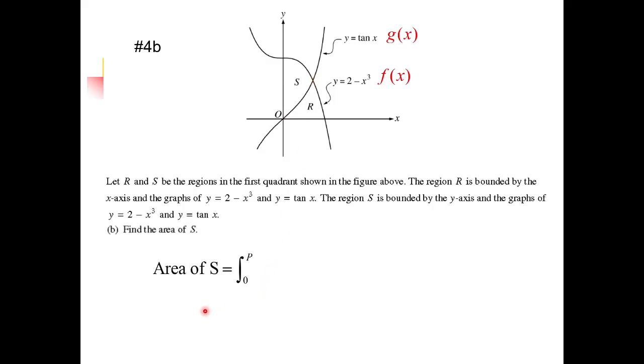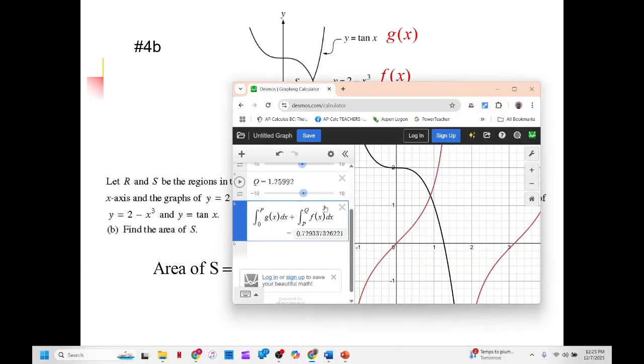So we've got the integral from 0 to p. And I now need top function minus bottom function for the S region. That's going to be this f function up here minus the g function. So just f minus g of x inside that parentheses and dx. And then just go straight to the calculator to do that.